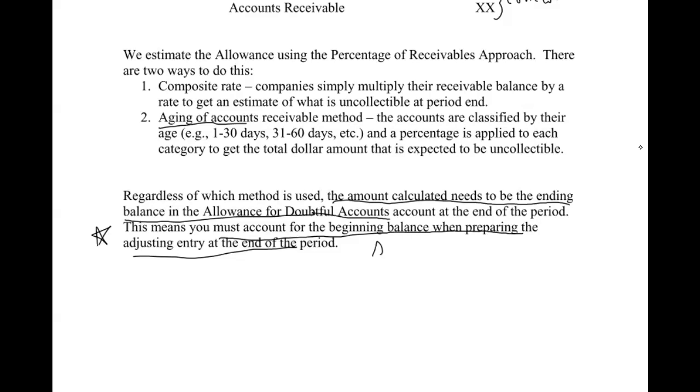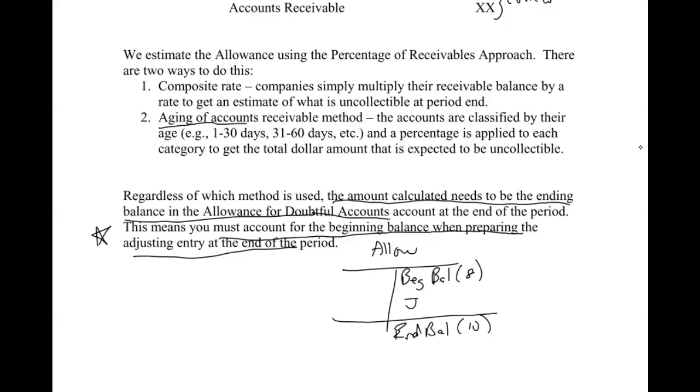If you think about a T account for the allowance, let's assume it's a credit balance. Here's my beginning balance, and let's just say it's 8. And then for my ending balance, we do an aging of accounts receivable, and we determine that's 10. Well, my adjusting journal entry is going to credit for 2 to make it go up to 10. We'll see that when we start doing examples. But that's important, a lot of times students forget to put that beginning balance in the problem, and then they have the wrong number in their journal entry. I'm sure your teacher will stress that as well, and I want to stress it here, so make sure you pay attention to that.